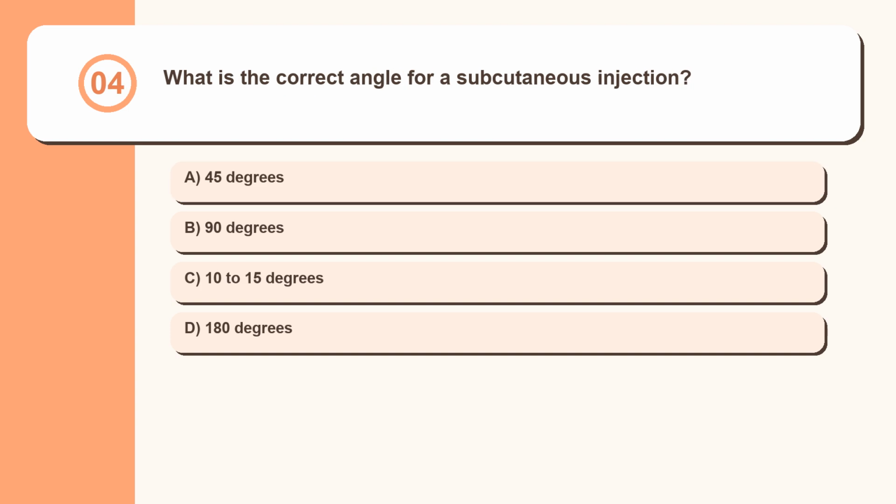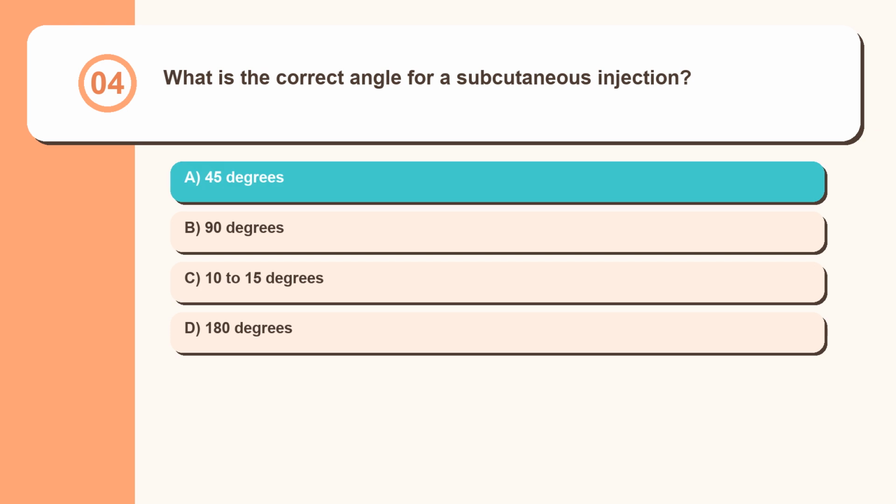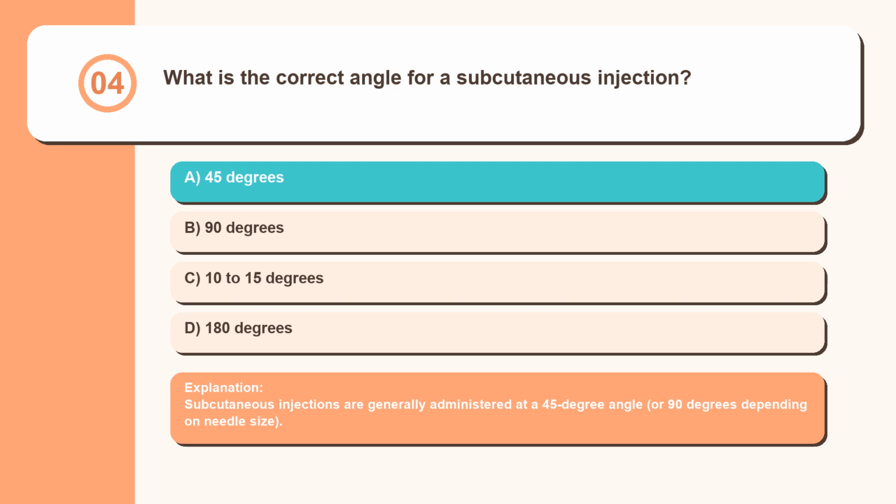Question 4. What is the correct angle for a subcutaneous injection? 45 degrees, 90 degrees, 10 to 15 degrees, 180 degrees. Subcutaneous injections are generally administered at a 45-degree angle, or 90 degrees depending on needle size.